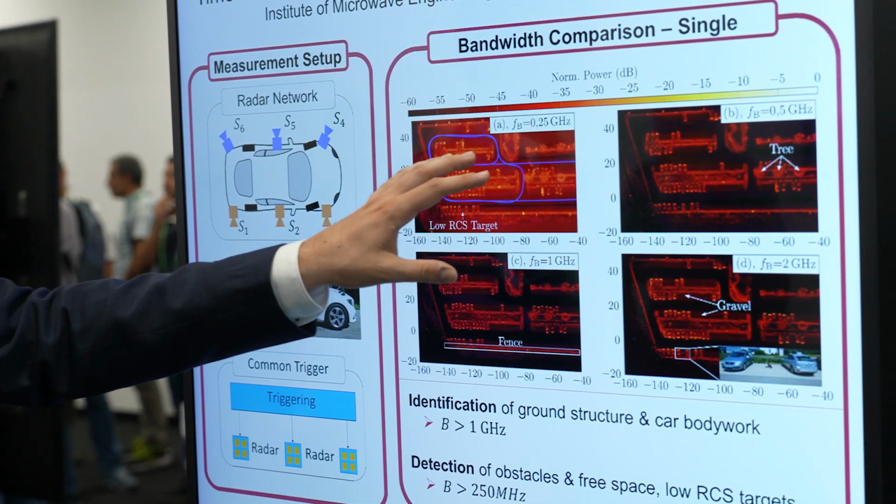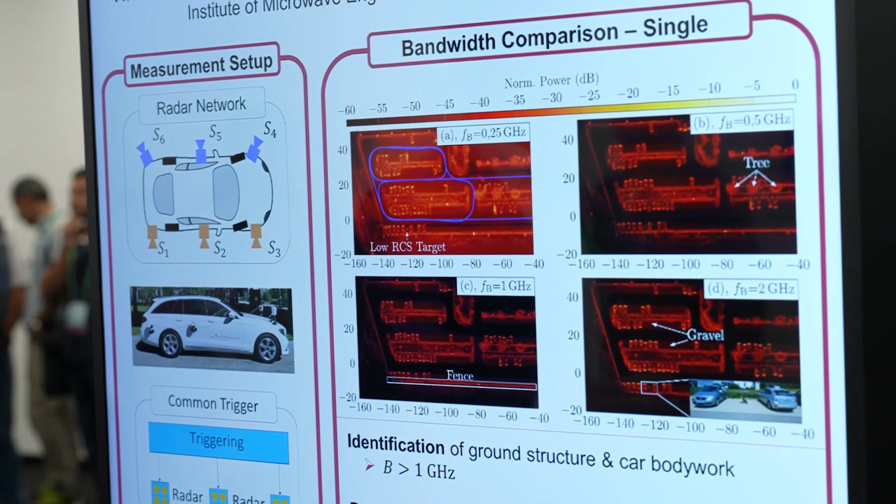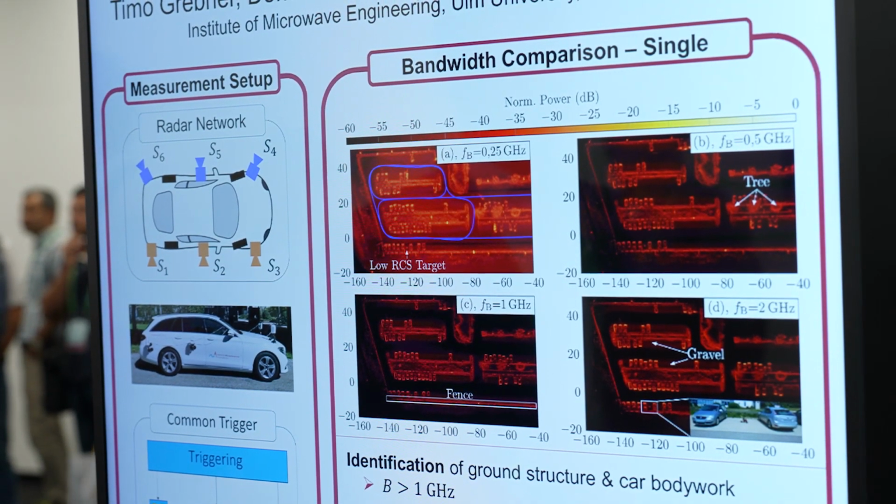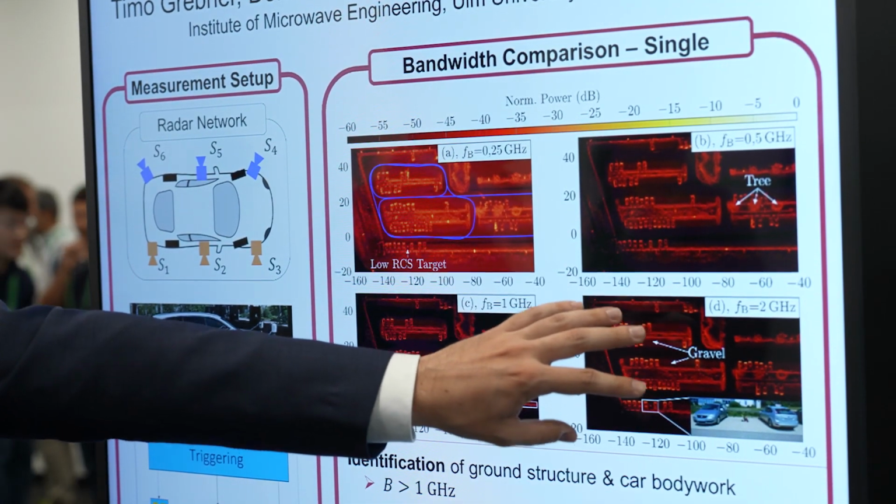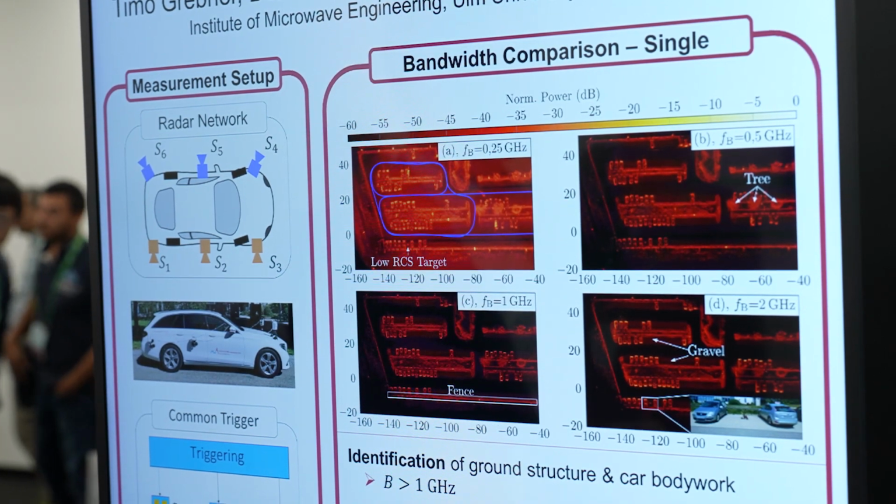And the question is now, if we have cheap radar sensors, how much bandwidth do we really need? Because if I have a radar sensor with 2 GHz of bandwidth, of course it also costs a lot of money, even if I have no channels, for example.